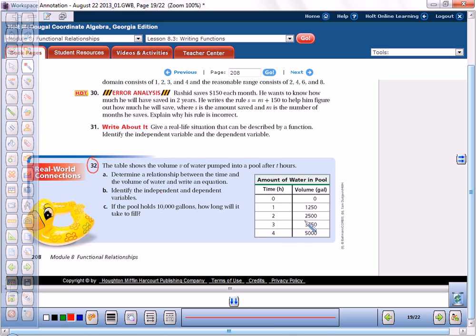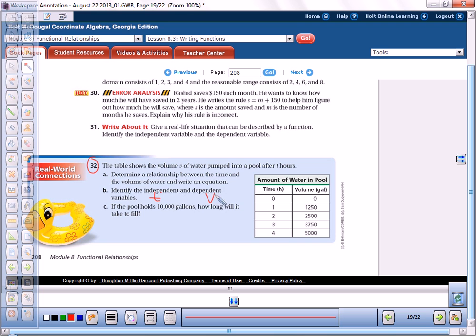250. Yes. Okay, so how can we write an equation for this? So what's my independent variable? What's my dependent? Time. And the dependent is the volume, because the volume of water depends on how long I let it run, the time that I let it run.